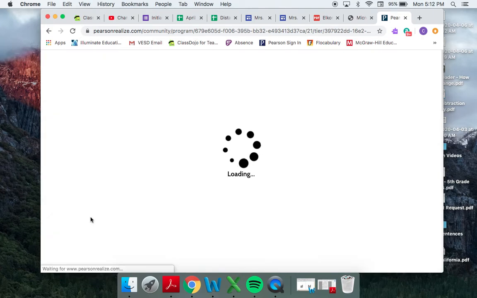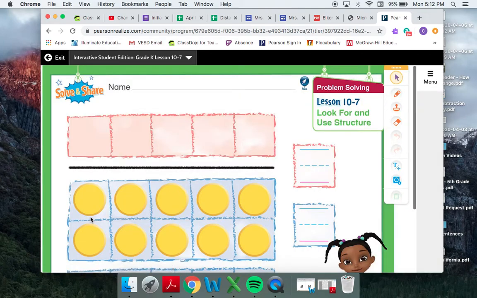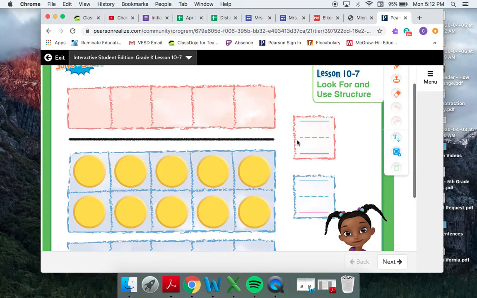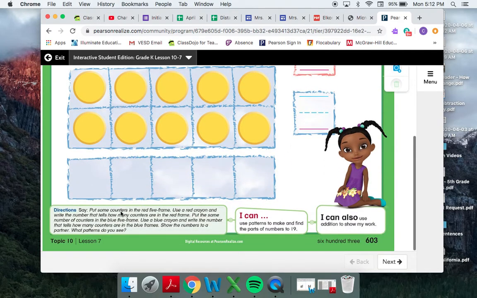So when you get your kiddo started on this, you might notice they might be having a little bit harder of a time thinking through some of these problems, and sometimes they do just fine. It really just depends on the wording. So we're going to be looking for and using structure today. We're going to be putting some counters in the red 5 frame. This is when there's only 5 boxes here.